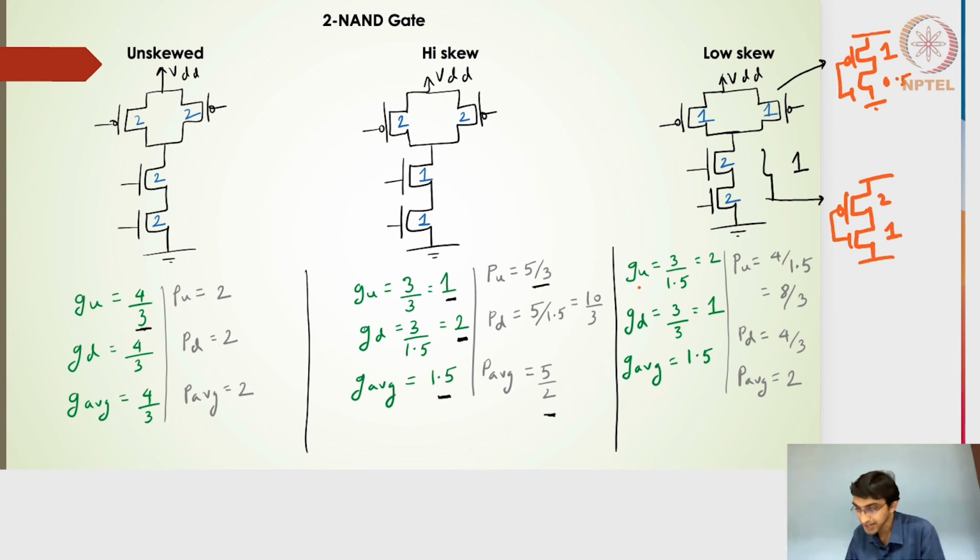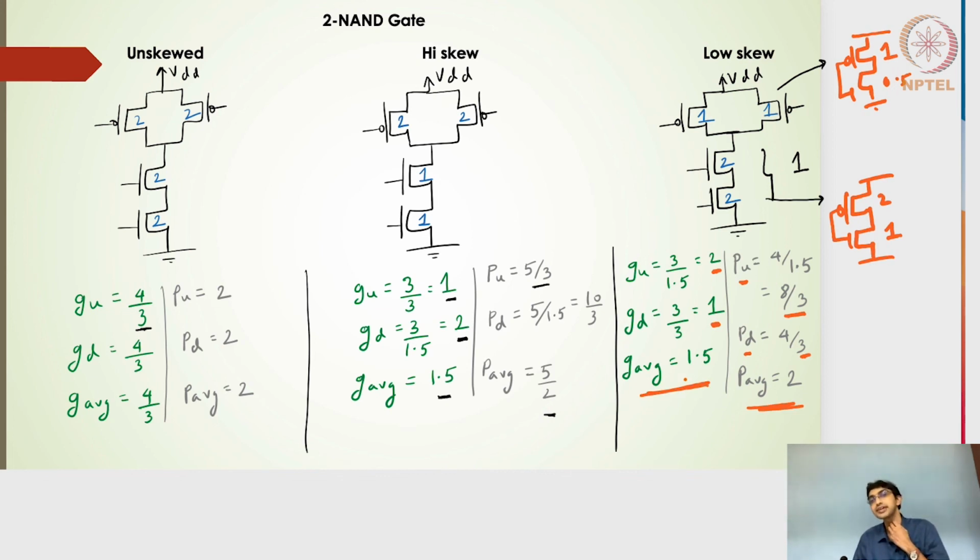So the logical effort for going up: the input capacitance is 3, divided by the benchmark inverter's 1.5, so it will be 2. Parasitics will be nothing but 1 plus 1 plus 2, so that is 4, and its output capacitance will be 1.5, so 4 by 1.5, which will be 8 by 3. Logical effort for the going down signal, we will have 2 plus 1, that is 3, divided by 3, so that will be 1. And parasitics for the going down signal will be 2 plus 1 plus 1, that will be 4, divided by 2 plus 1, that will be 3. So this is 4 by 3. The average parasitic is 2 and the logical effort average is 1.5.